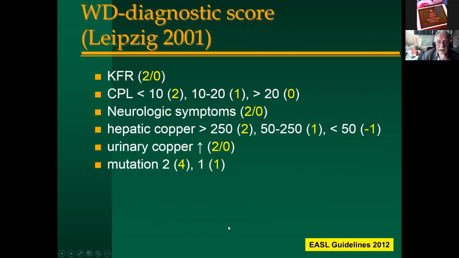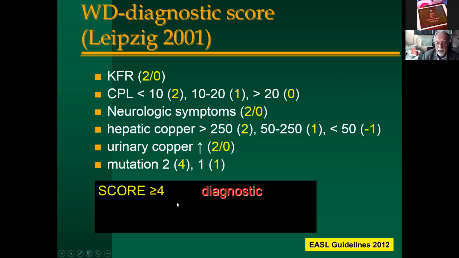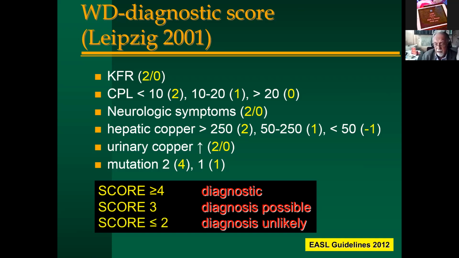So therefore, we proposed a diagnostic score. You score the presence or absence of calcification rings, low ceruloplasmin, the presence of typical neurologic symptoms, the amount of hepatic copper, the amount of urinary copper excretion, and the presence of mutation from 0 to 4. And then you add up the score. If your score is greater than 4, then it's diagnostic. You made the diagnosis. If the score is just 3, the diagnosis is possible. You have to do more tests. A score below 2 makes the diagnosis unlikely.